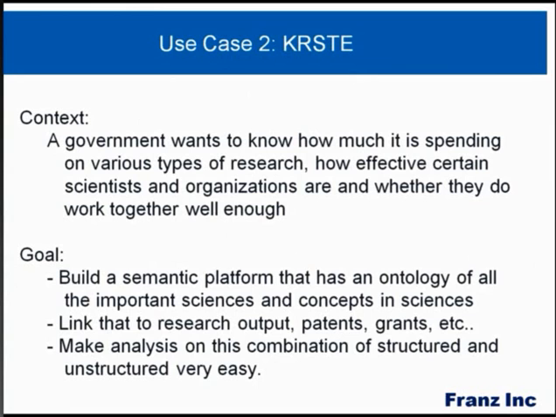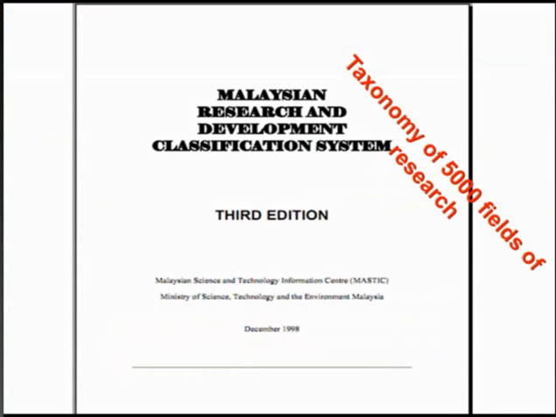Now, this is obviously an issue for almost every government in the world. I mean, we spend so much money on research, but how much of that money actually comes back to society? Yeah. So that's basically the main question that you ask. And so in order to do this, we had to build this platform that had an ontology and taxonomy of all the important sciences and concepts in science. And we linked that to research output, patents, grants, etc. And then build a system around that to make it easy to do the kind of analysis that the government wanted. And so we use this particular taxonomy.